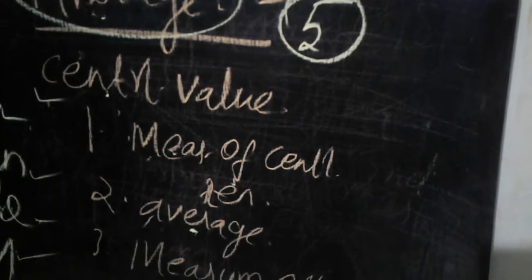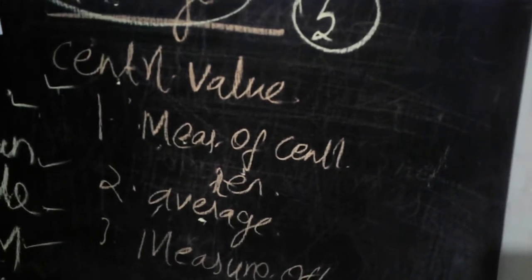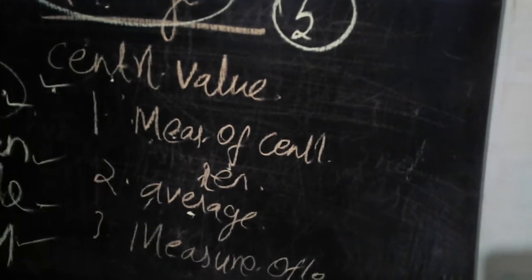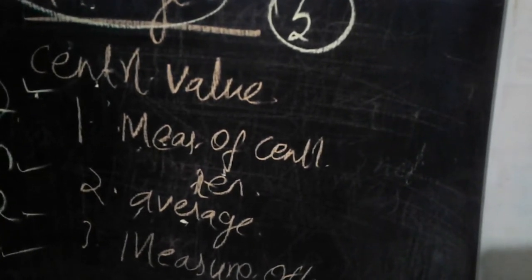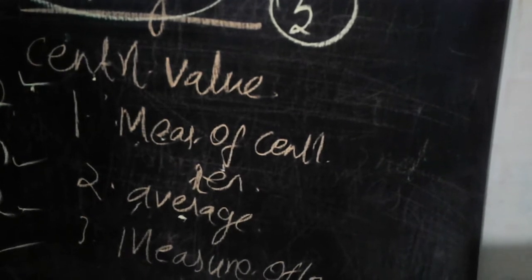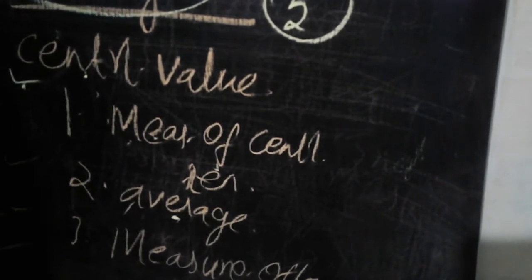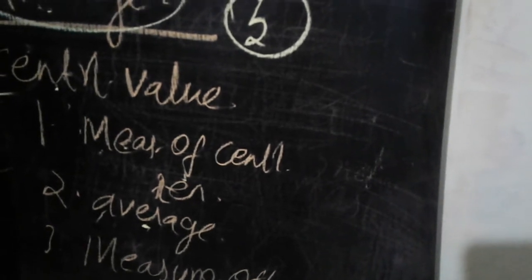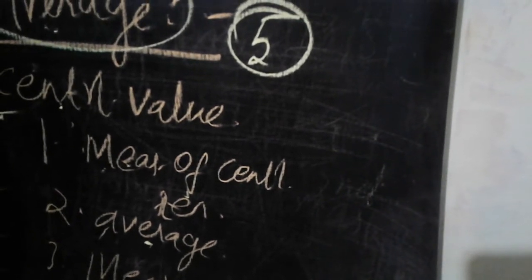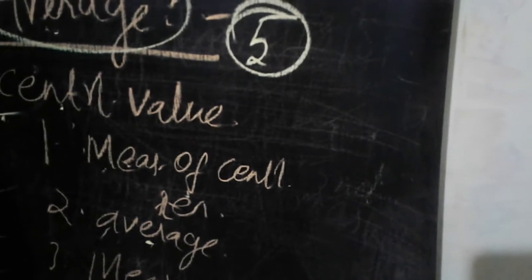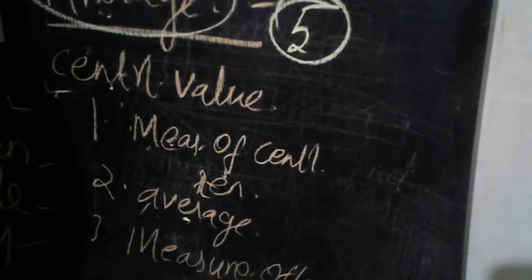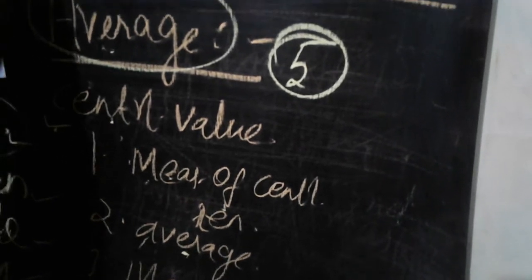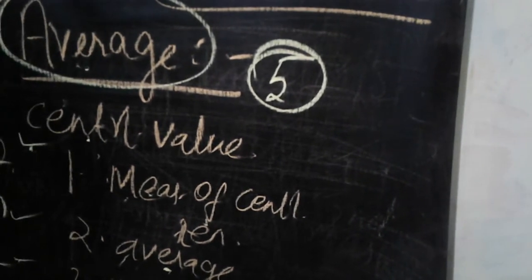Geometric mean has a separate formula. Harmonic mean has a separate formula. But in your 12th standard, we have only the mean, and we can calculate the mean, or measure of central tendency, or average, in two important methods. First one, direct method. And next important thing, shortcut method. Clear? For the shortcut method we have one formula, and for the direct method we have one formula. Each and everything we will discuss now. Clear?